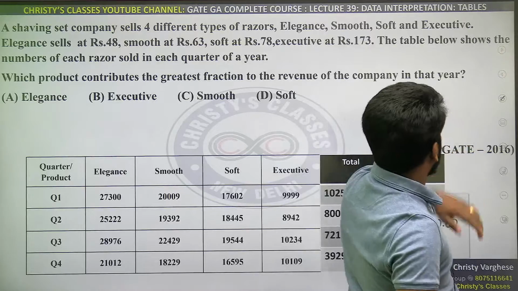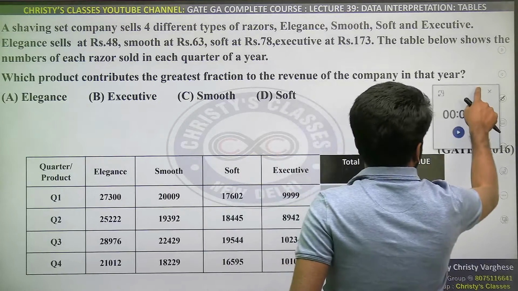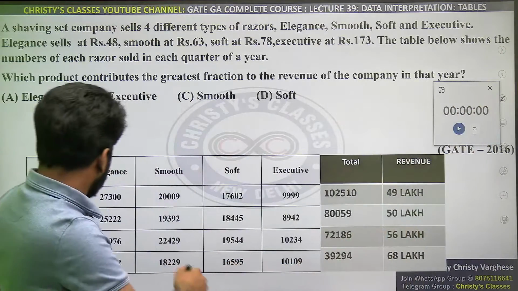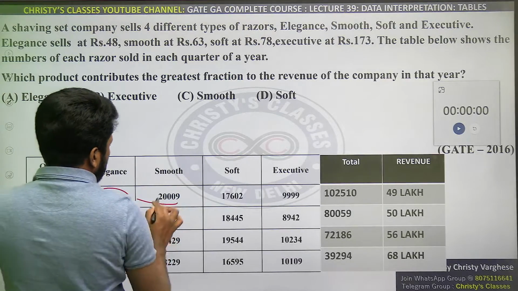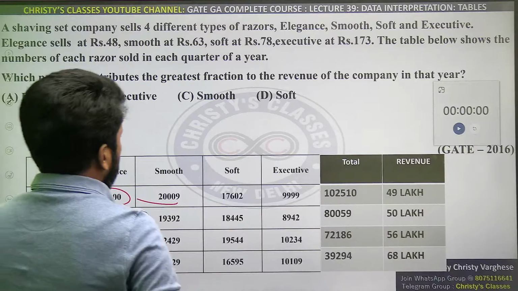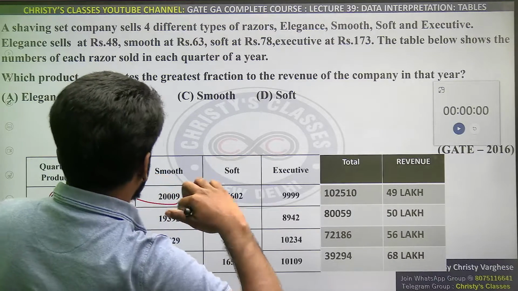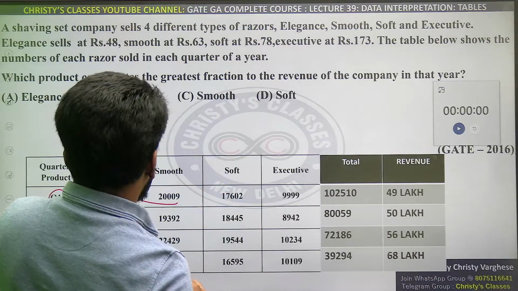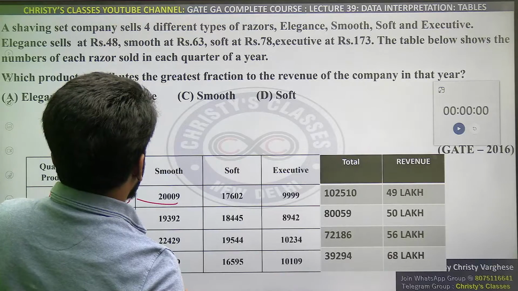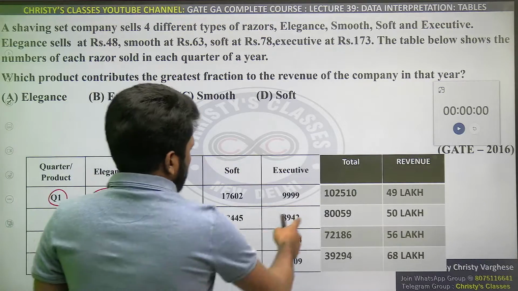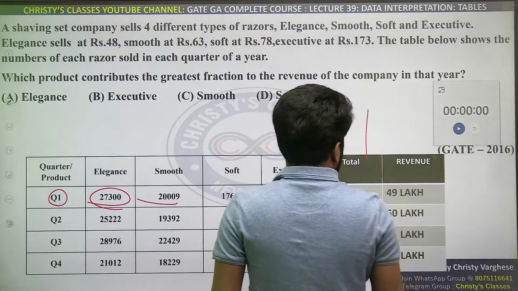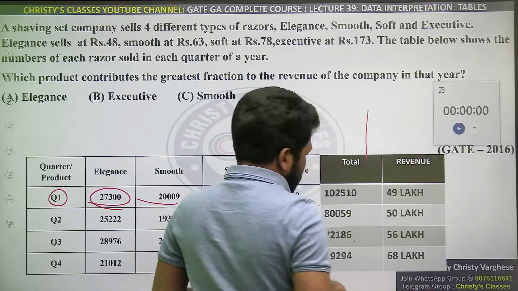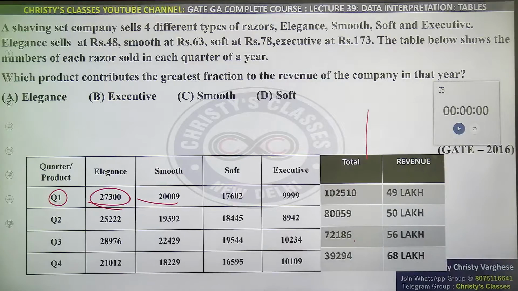For your understanding, I have prepared a table. Look at this. This is what is happening. So first you need to do what? Quarter 1 में elegance. Okay, 1 second. Okay, I made a mistake there. This is not here. This is total for elegance. Just a minute.